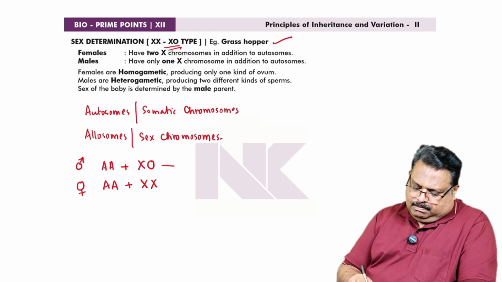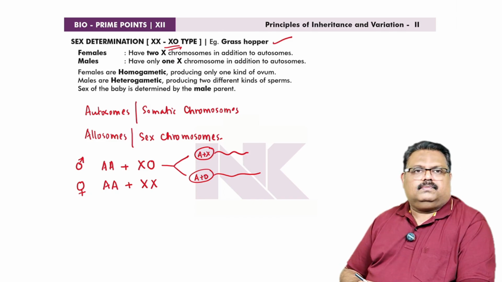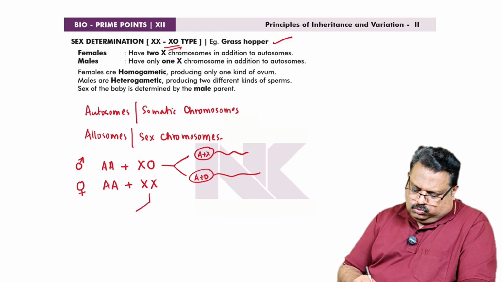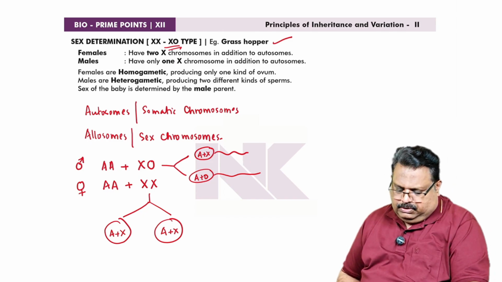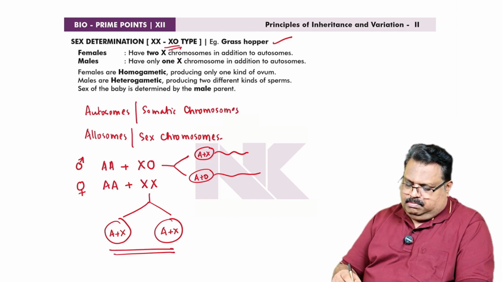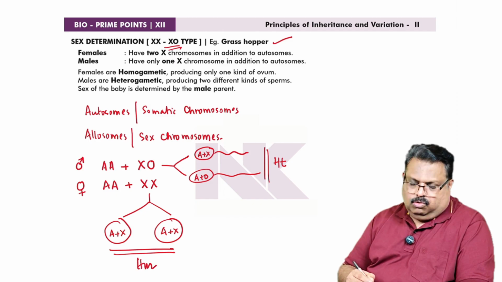So here, the male will produce 2 types of sperms. One sperm contains autosome plus X. Another sperm contains autosome plus O, no sex chromosome. And the female will produce 2 types of ova. One ovum consists of autosome plus X. Another ovum also consists of autosome plus X. That means the female produces only one type of gamete, and the male produces 2 types of gametes. So the males are considered to be heterogametic, and the females are considered to be homogametic.